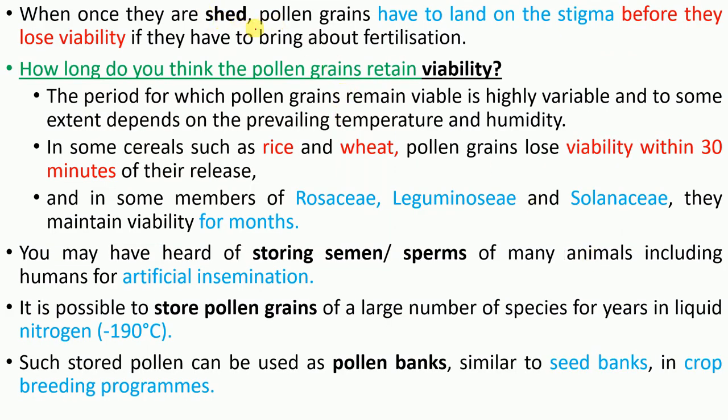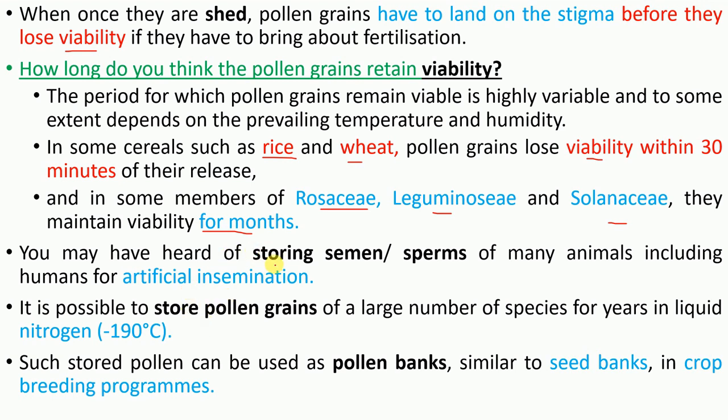Once they are shed, pollen grains have to land on the stigma before they lose viability. So how long do you think pollen grains retain viability? It varies from species to species. For example, in rice and wheat, the viability period is 30 minutes. After 30 minutes it will degrade or die. In Rosaceae, Leguminosae and Solanaceae, the viability of pollen grain is up to 1 month. So it varies from species to species, right?